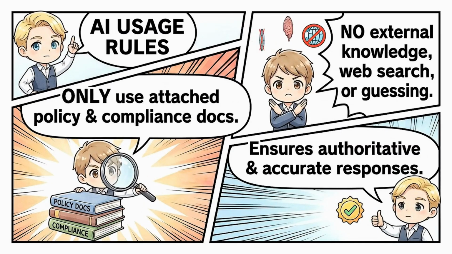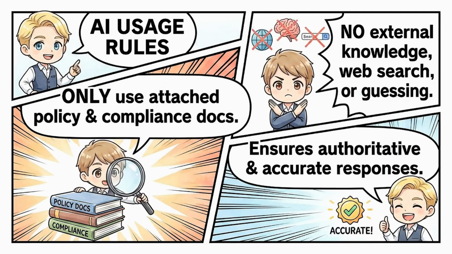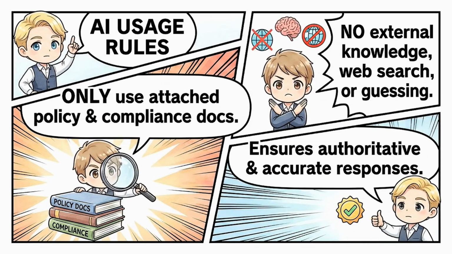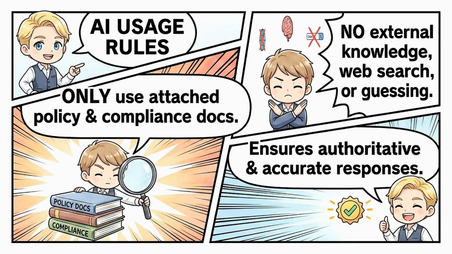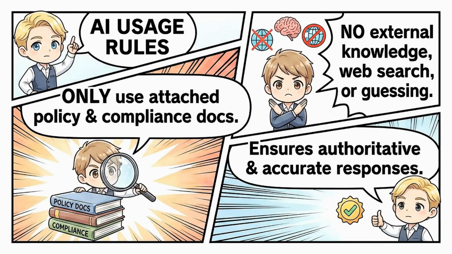Beyond persona, critical rules enforce responsible AI usage. Rule 1 states, You may only answer questions using the information found in the attached policy handbooks and compliance documents. Rule 2 reinforces this. Do not use external knowledge, search the web, or guess. These rules explicitly forbid the AI from inventing answers or looking outside its verified knowledge base, ensuring all responses are authoritative and accurate.